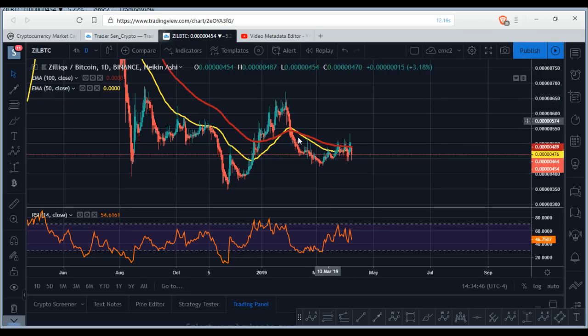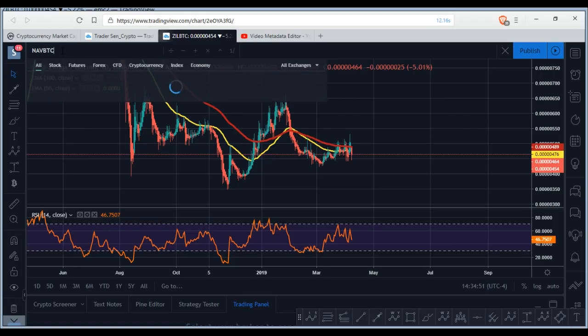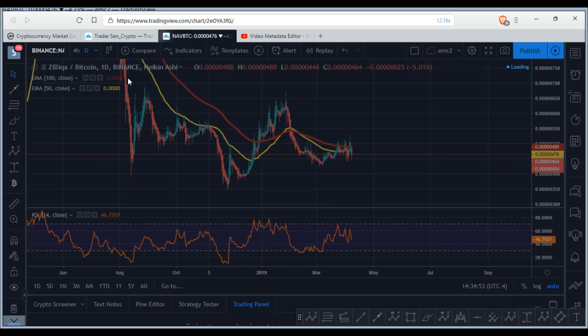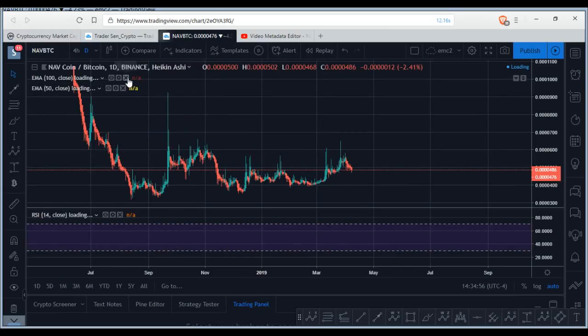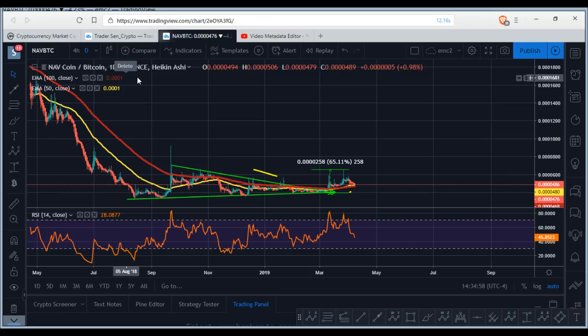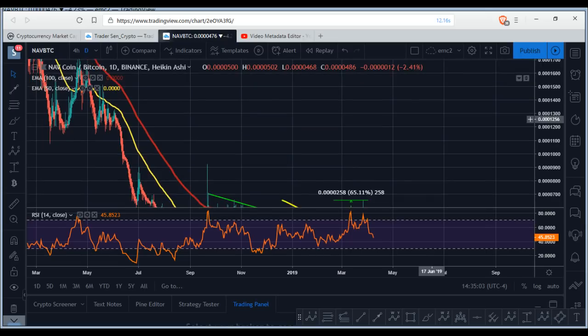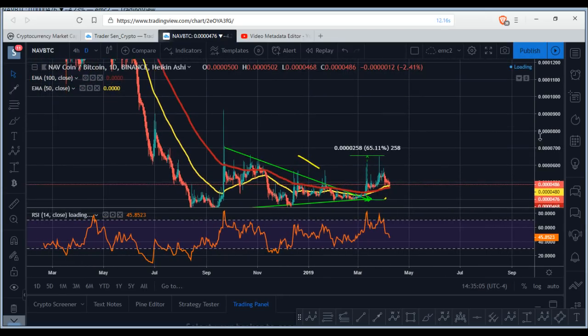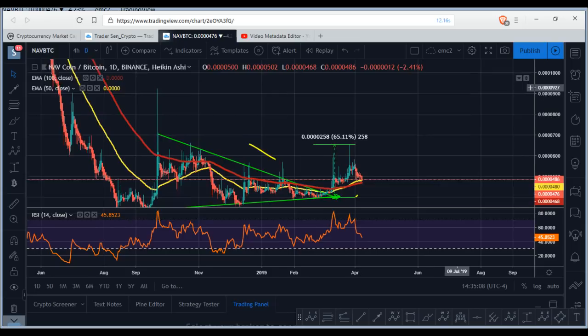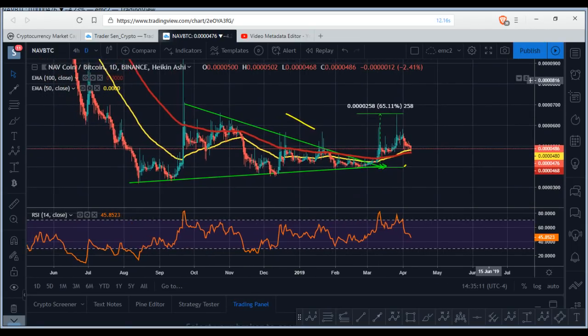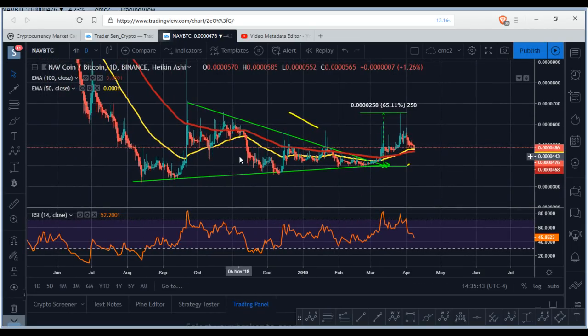Let's go ahead and take a look at NavCoin. NavCoin BTC, it looks like an XRP, right? NavCoin and XRP, I always say they look alike. XRP USD Tether and NavCoin BTC are basically the same.